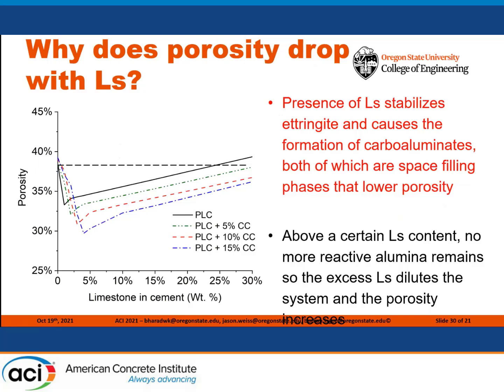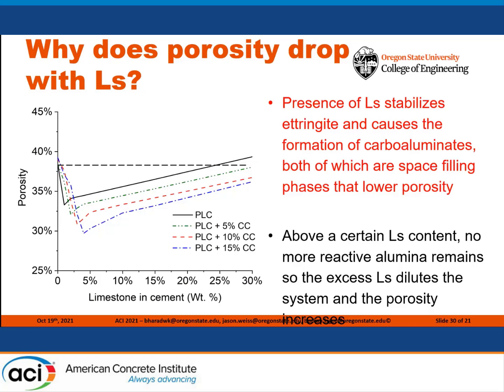Well, when you don't have any limestone in your system, essentially the phases that you have are monosulfates, which contain some amounts of gel water as they release water when you heat them up to 100 degrees Celsius. As you increase the limestone content in cements from 0 to about 2%, the presence of limestone stabilizes ettringite and causes the formation of carboaluminates. Both of them are space-filling phases that lower the porosity.